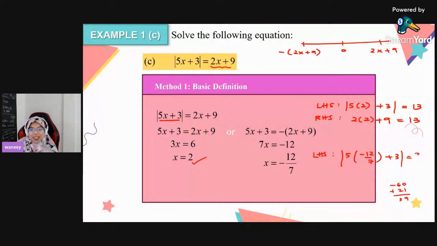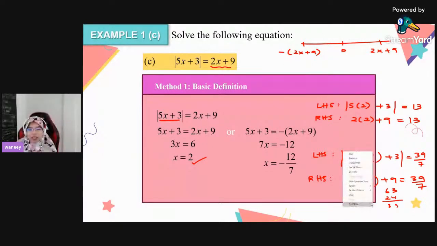39 over 7. Oh, by the way, do correct me if I get them wrong. Right hand side. So we got 2 multiply with negative 12 over 7 and then plus with 9. So yang ini negative 14. 9, 6, 7, 6, 7, 8, 9, 63. Sama. 39 over 7.